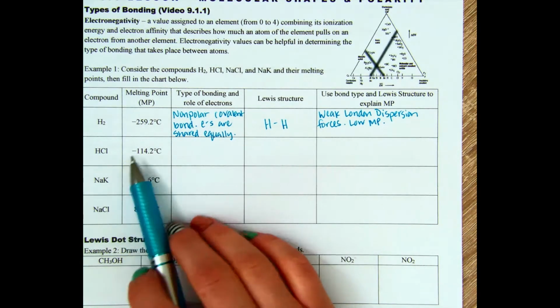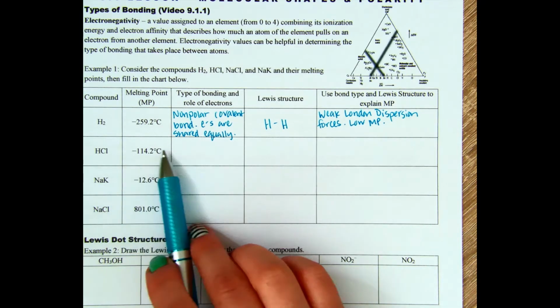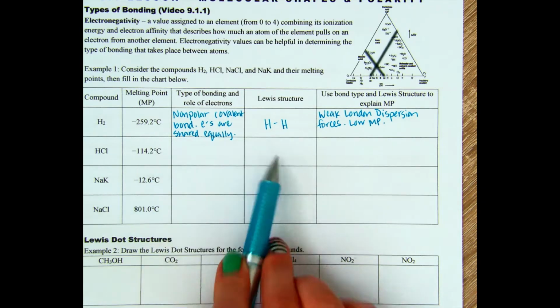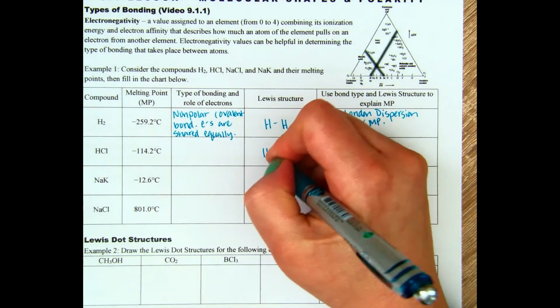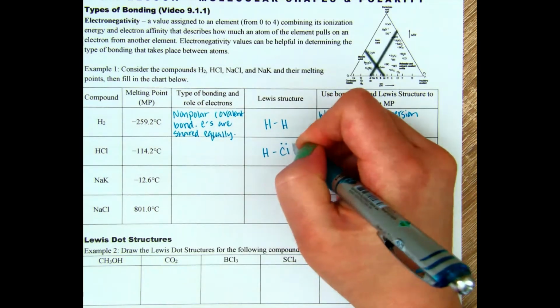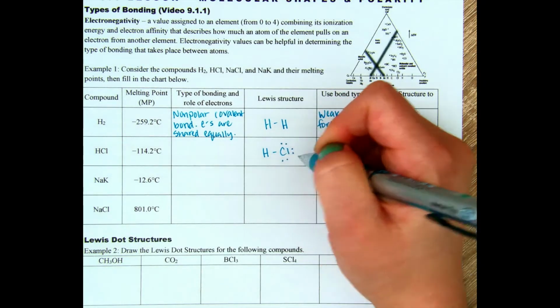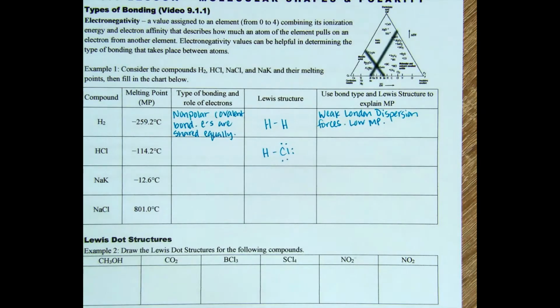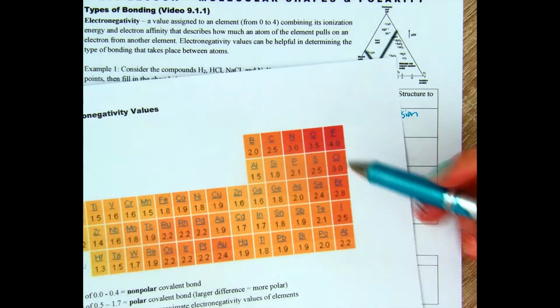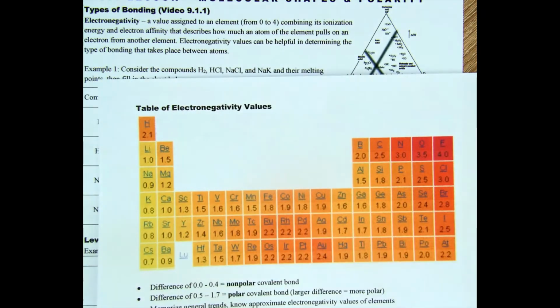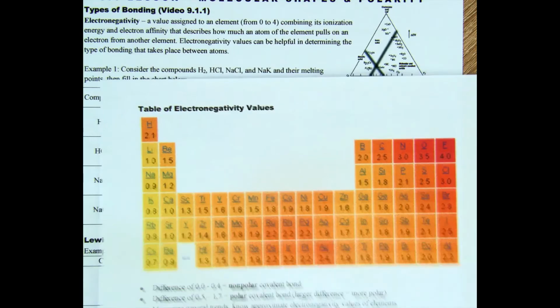Okay, now let's look at HCl, hydrochloric acid. It has a melting point that is slightly higher. So let's go over to its Lewis structure and see what we have here. So we have hydrogen bonded to chlorine, and look, we have all of those electrons surrounding chlorine. So if we go and we look at our electronegativity values table, we can see that chlorine has got a value of 3.0, hydrogen is 2.1. So the difference there is 0.9. So we know we're going to have a polar covalent bond.